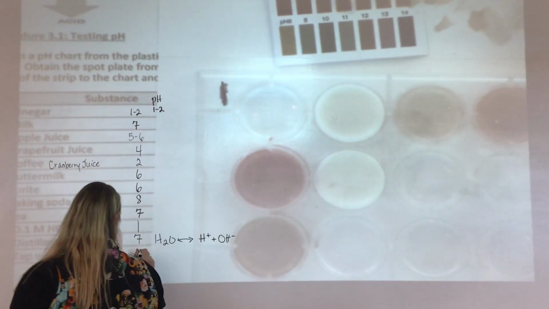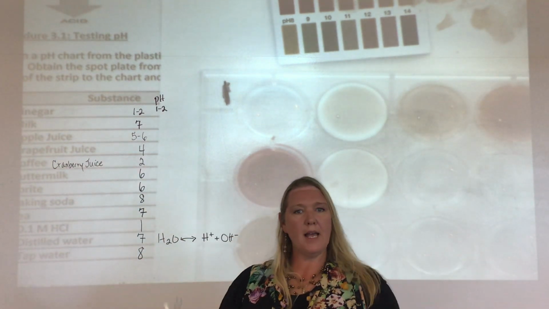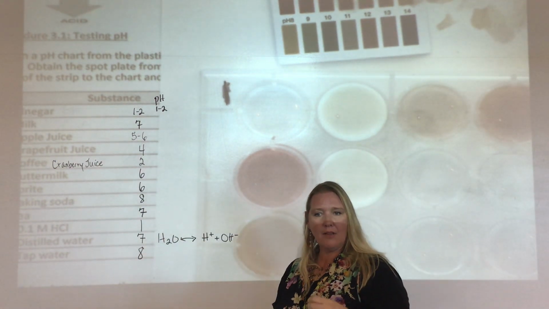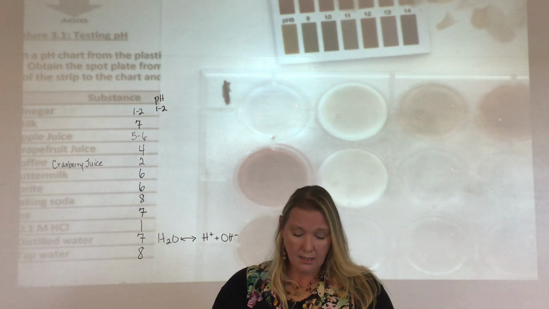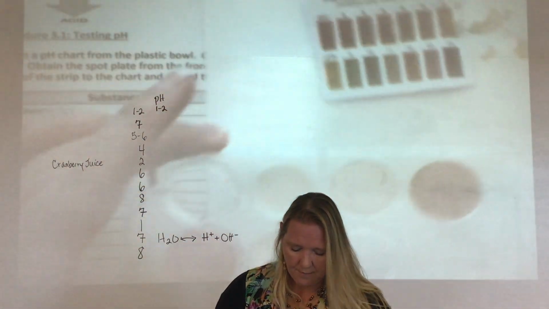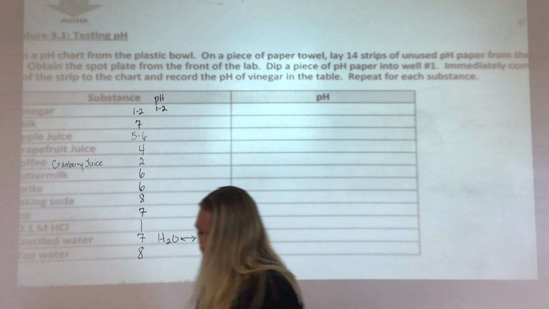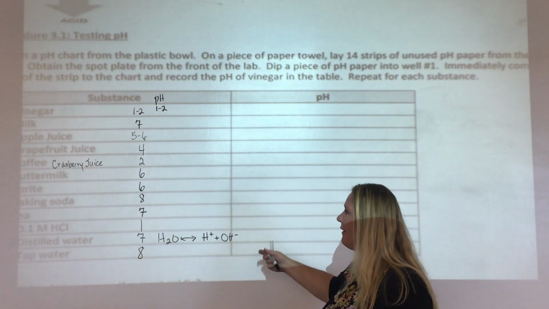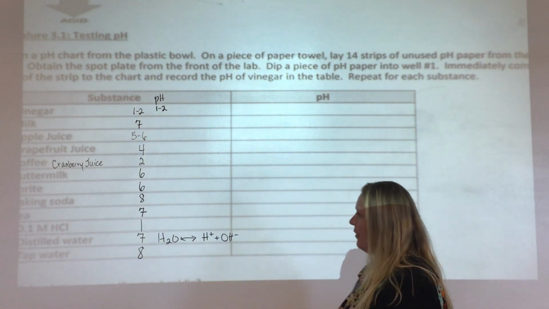If we were in class, we'd probably take a poll of how many tables had 7 and how many had 8, and we would have a little bit of variation there based on how you're reading that color. So you're going to see a little bit of change there. So what does that mean? That means that different substances have different pHs, based on what is in there.